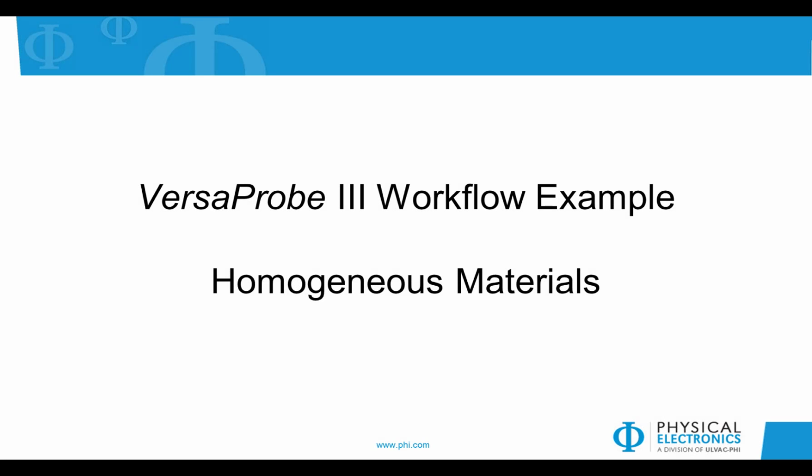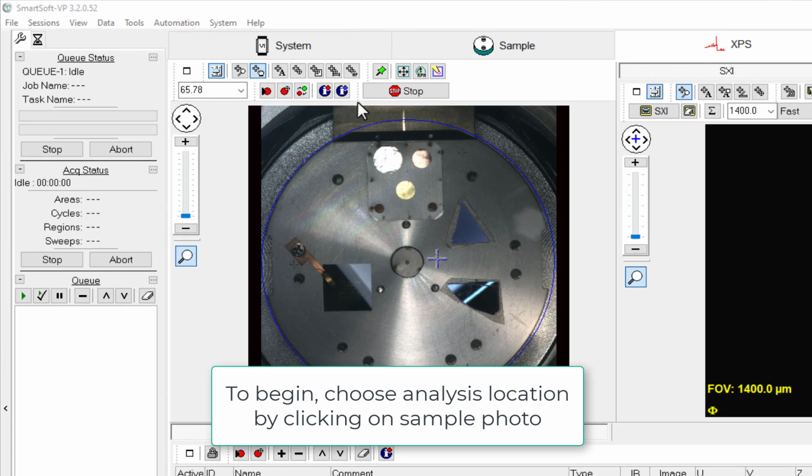Thank you for watching this quick overview video of how to perform XPS analysis of homogeneous and non-homogeneous materials on the PHI VersaProbe 3. The first example is a homogeneous film of PMMA. A photo was taken of the sample holder in the intro chamber, and this photo is calibrated to the X-ray beam position. Therefore, I can simply click a location on the photo to set my analysis position.